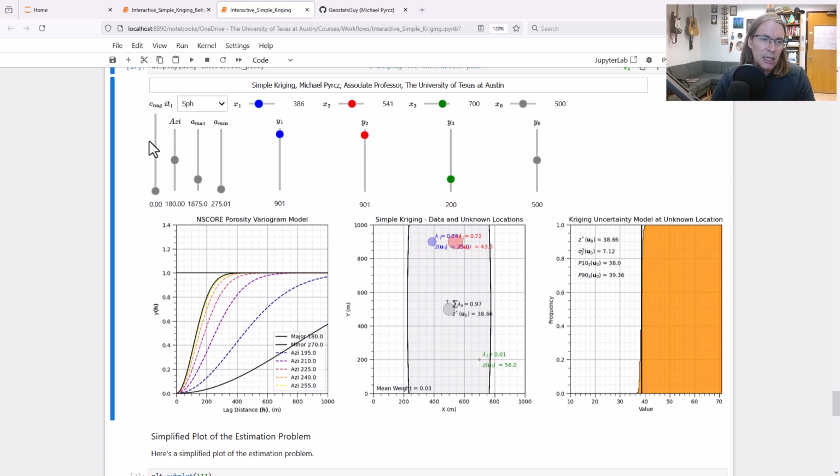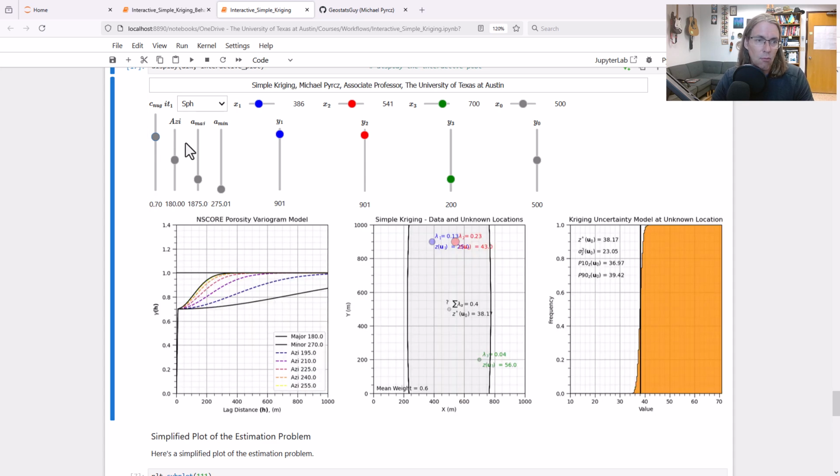How would we maximize uncertainty? We could increase the nugget effect. If you take it all the way up to 100% nugget effect, there's no spatial continuity with anything. And what you can see is 0 weight, 0 weight, 0 weight, and the sum of the weights is equal to 0, all the weights on the mean. In fact, what's interesting is the Kriging variance at this unknown location just becomes the sill because you have no data, you have no information.